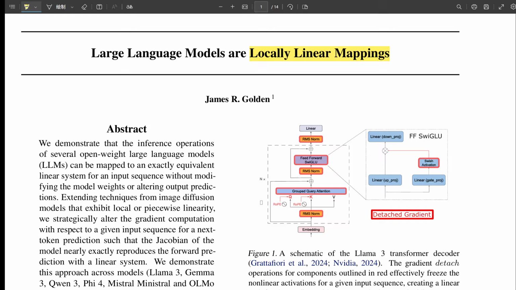That makes a lot of sense. If you can turn a black box, even just locally, into something that acts like a transparent linear equation, you can analyze it in ways that were much, much harder before. Precisely. Okay, so that's the surprising property. Now the how.